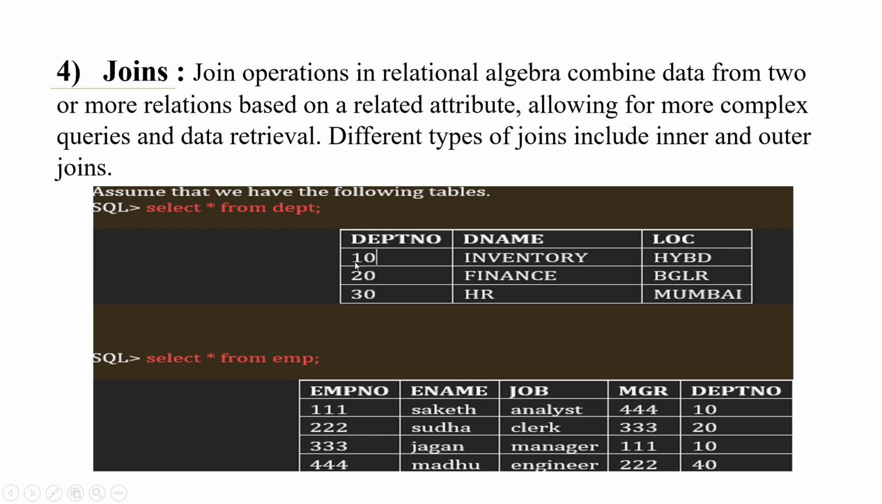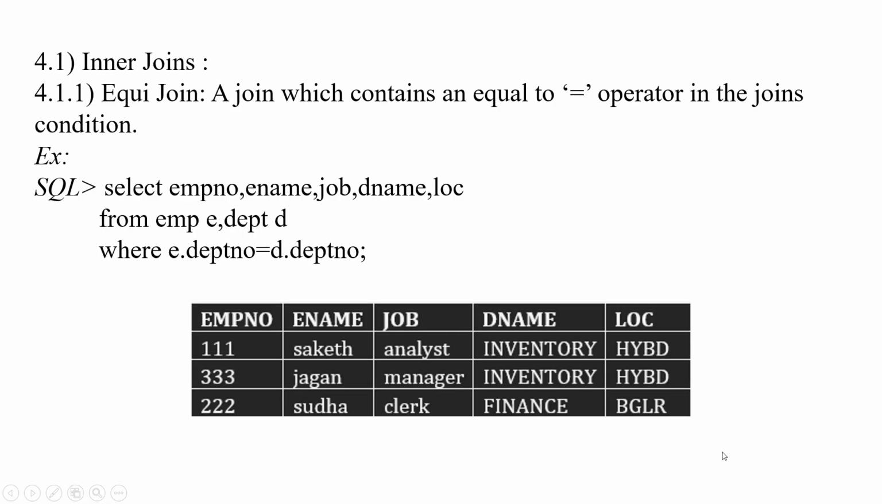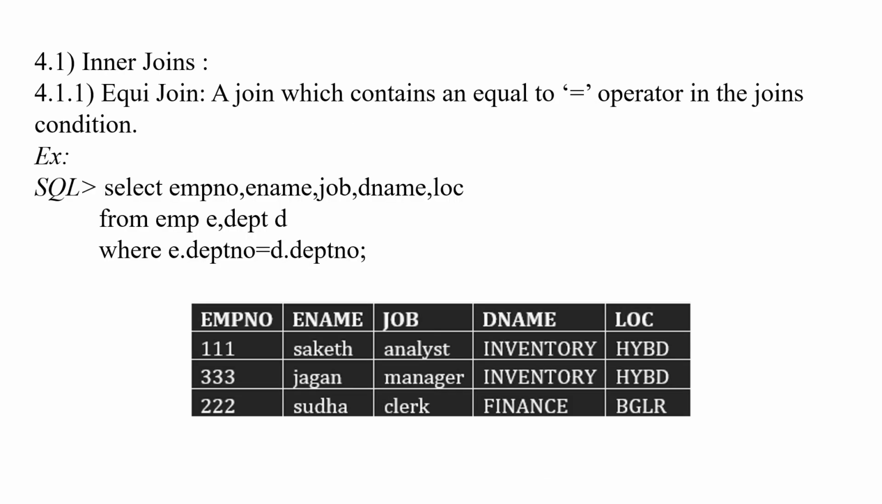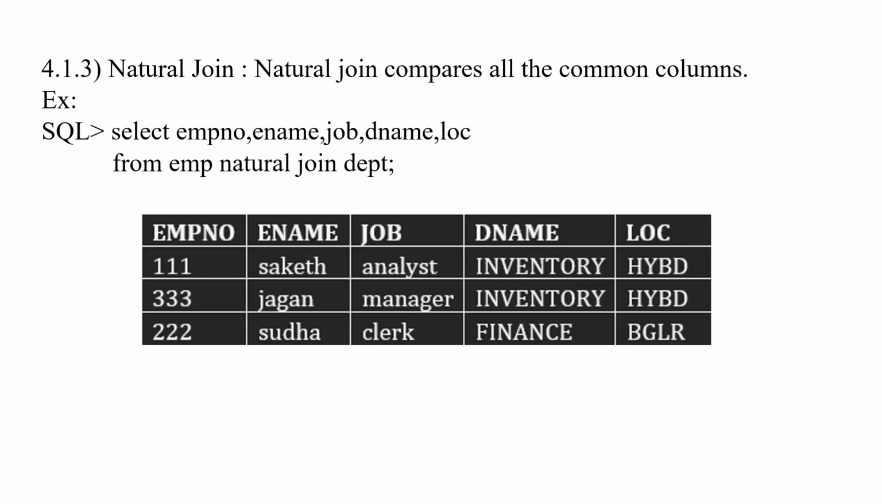Like here, department number 10 equals department number 10 in department. Now the select has some values, those are returned. In the same way, department number 10, the third row has department 10 in employee and department 10 in the first row in department. These values are returned.